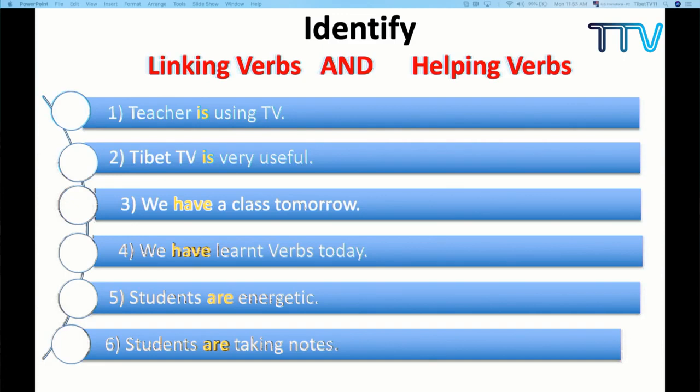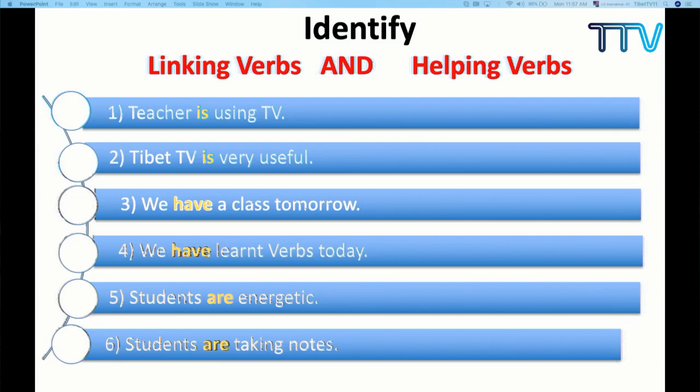Once again, I want you to look at these sentences. Teacher is using TV. Is is underlined, so it is a verb. What type of verb is this? Teacher is using. This is a helping verb. Why? Because you see a verb here: using. Now let us look at the second one. Tibet TV is very useful. Again, you see is. So you have to be very careful. Is is sometimes used as a linking verb and sometimes as a helping verb.